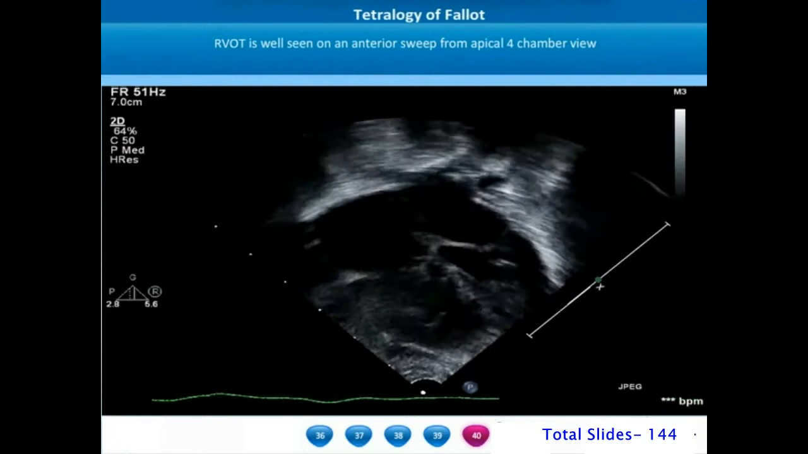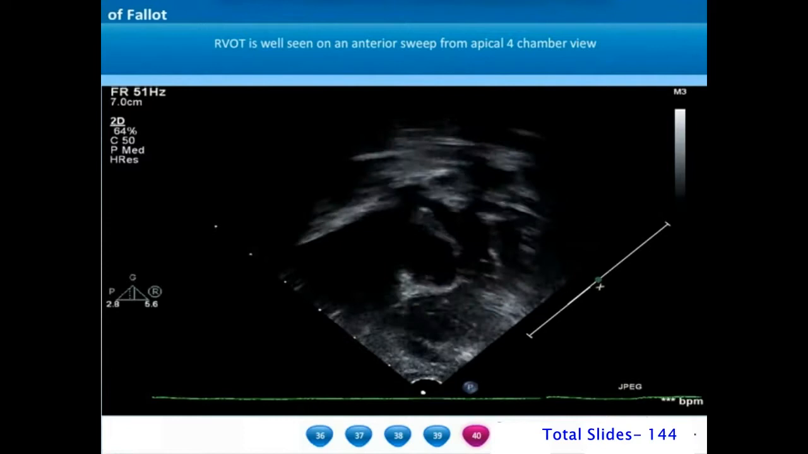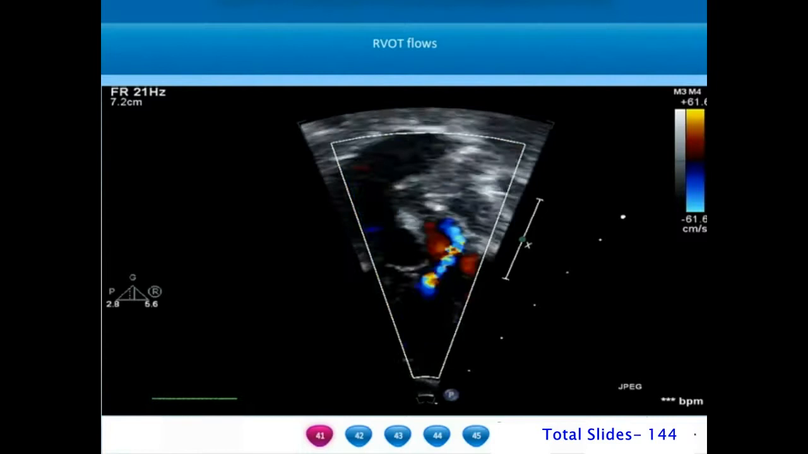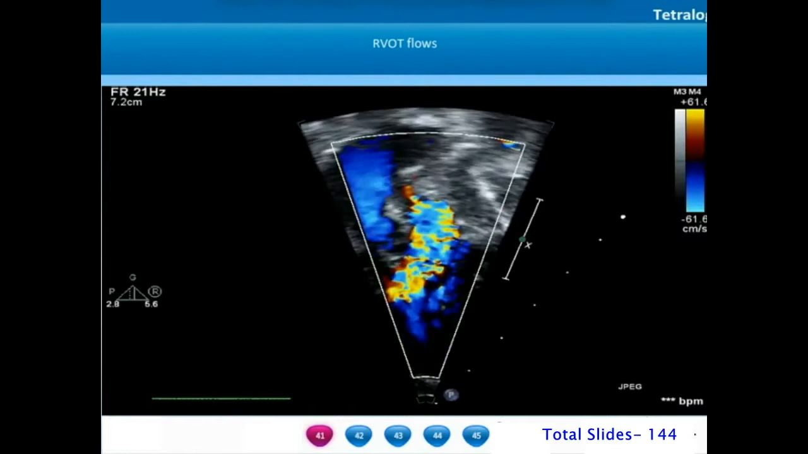The relationship of the great arteries is normal in tetralogy of Fallot. In comparison to the dilated aortic root, the right ventricular outflow tract is anatomically smaller and there is a marked turbulence noted with severe infundibular pulmonary stenosis.